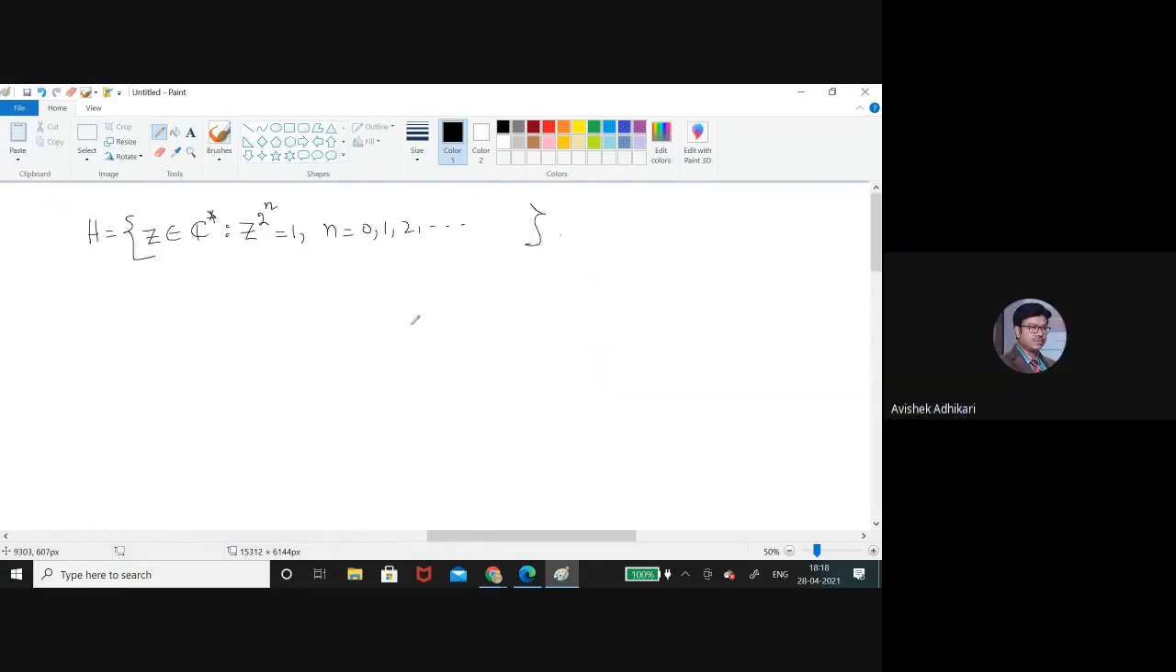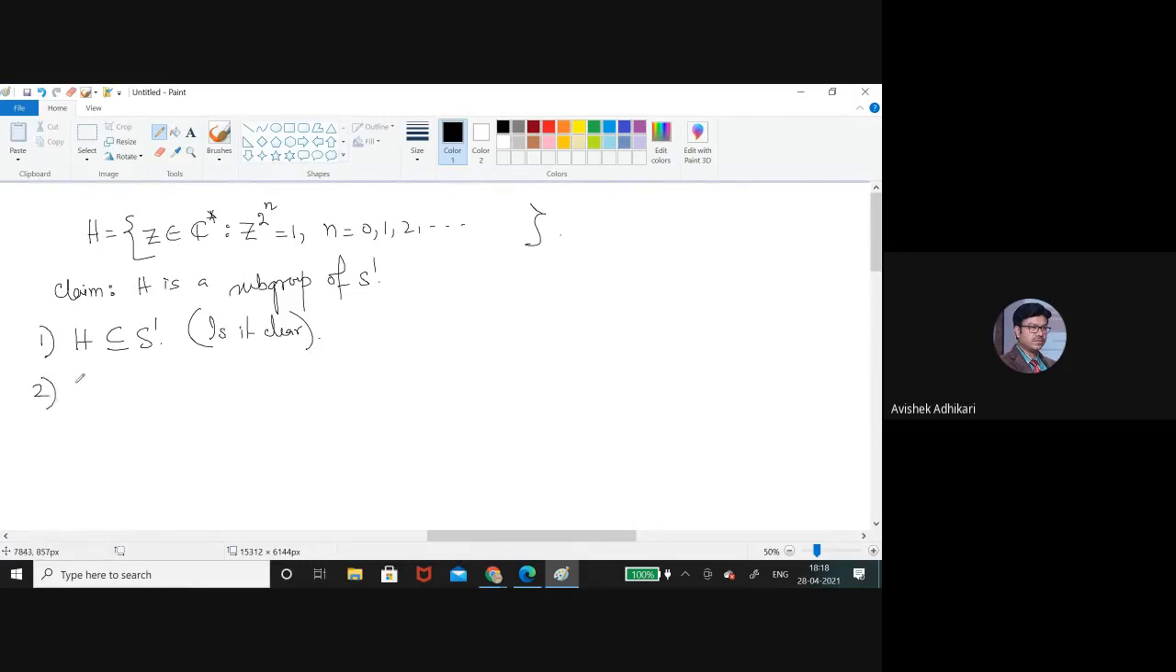So what I need to show is the claim that H is a subgroup of S1. The first thing is that H is a subset of S1. I think it's clear to all of you. Is it clear? If you draw it, then it will be clear.